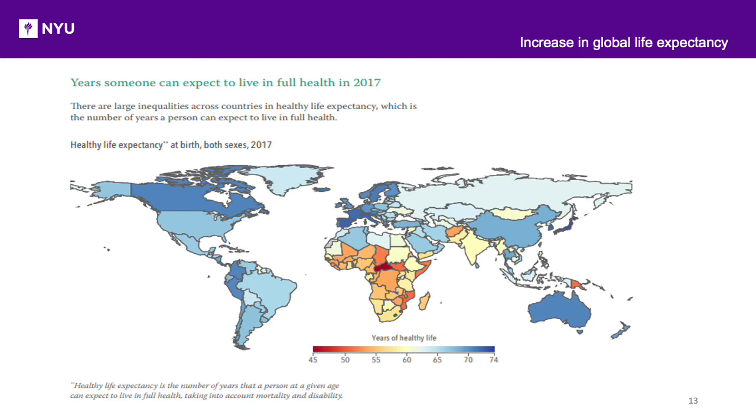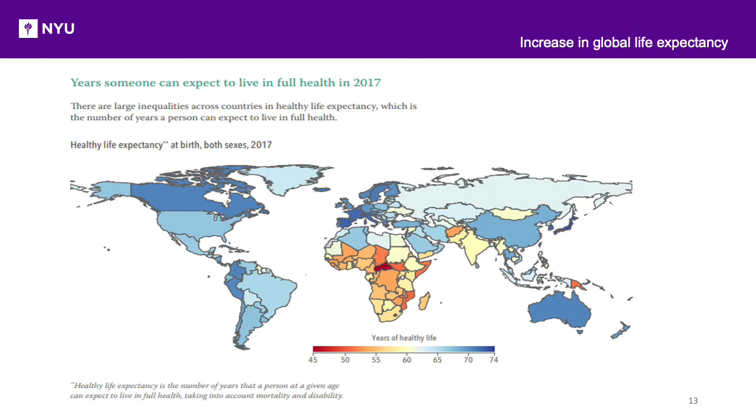Data from the United Nations, Global Burden of Disease, and other sources shows us that over the past 50 years or so, there has been a significant increase in the life expectancy of people around the globe. From this 2017 data, what we can see is, from the dark blue to the light blue, significant increases in healthy life expectancy around the globe. Even in the orange to yellow areas, we can see that there are increases in life expectancy.